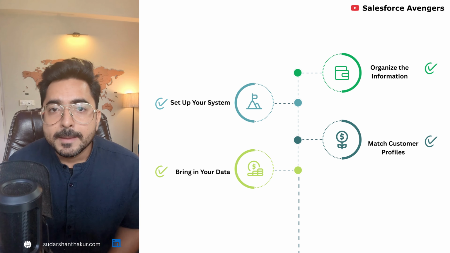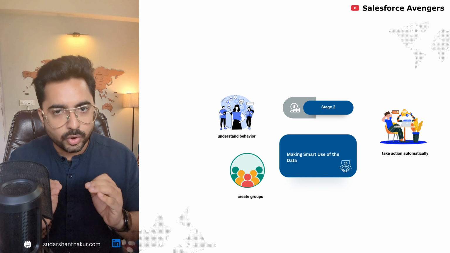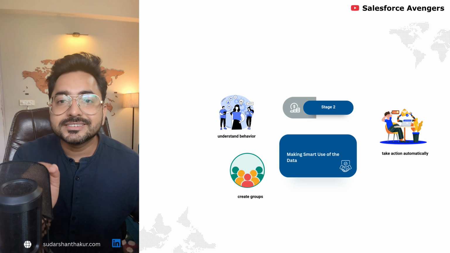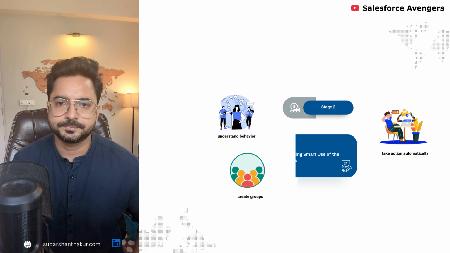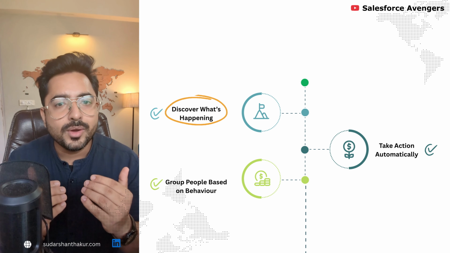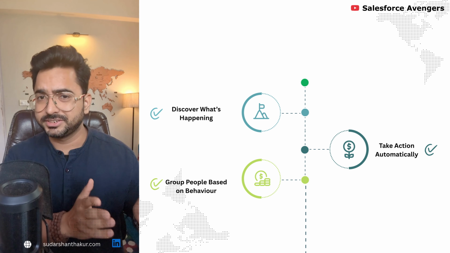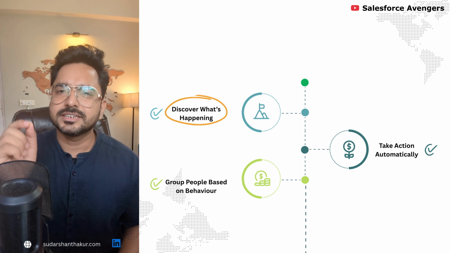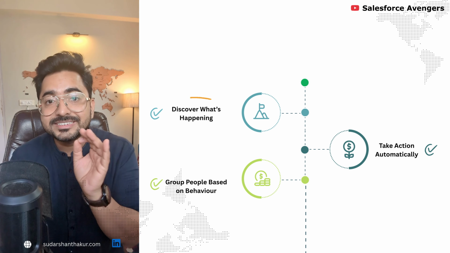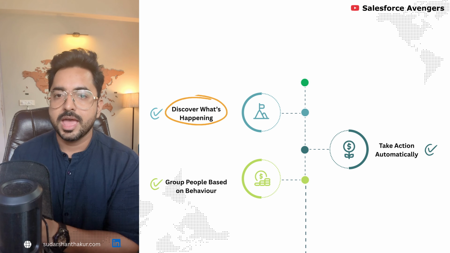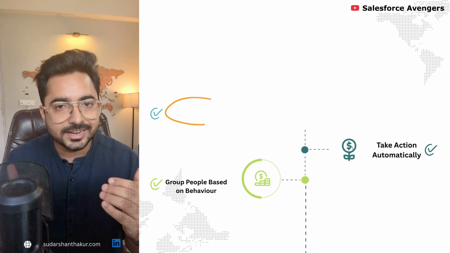Coming to stage 2, making smart use of this data. Now that the data is well organized, you use it to understand behavior, create groups, and take actions automatically. With everything connected, you can now analyze trends, behaviors, and performance, whether it's purchases, clicks, or just another action. Just like checking your fitness tracker to understand how many steps you took each day and what you can improve.